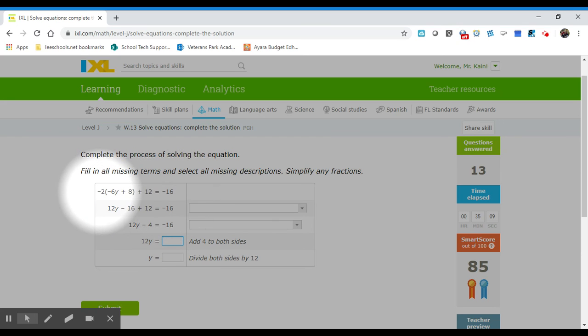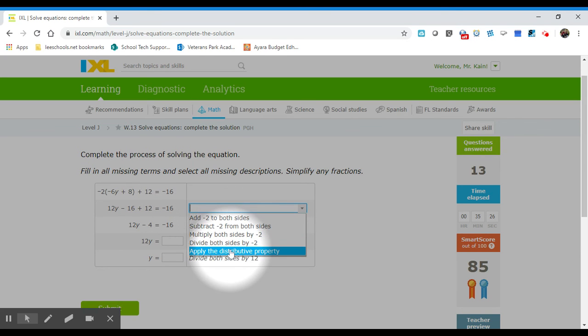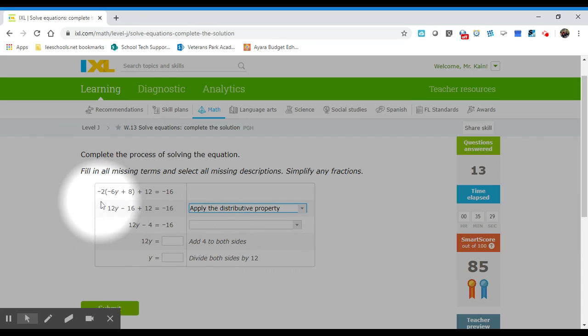But one of the things I recommend is look at this whole entire equation and look at this whole thing. And you notice that negative 16 and negative 16, they're the same. That means something only happened to the left. So on this equation, the negative 2 is gone, so they definitely distributed. They applied the distributive property. And let's check. Negative 2 times negative 6 is positive 12. Why? And negative 2 times positive 8 is negative 16.